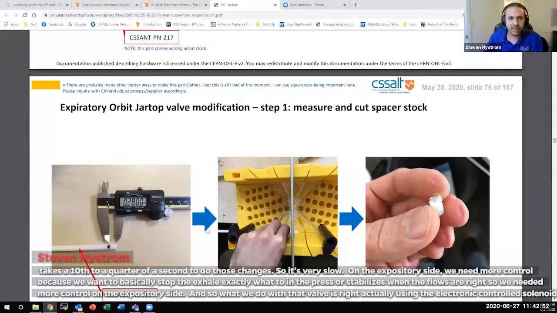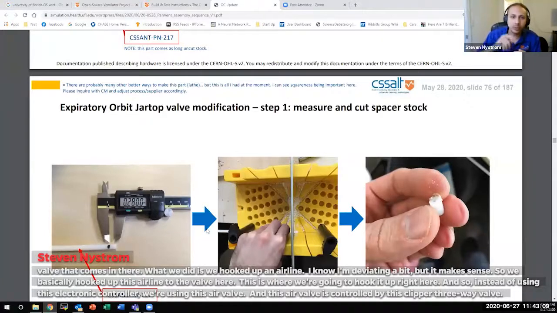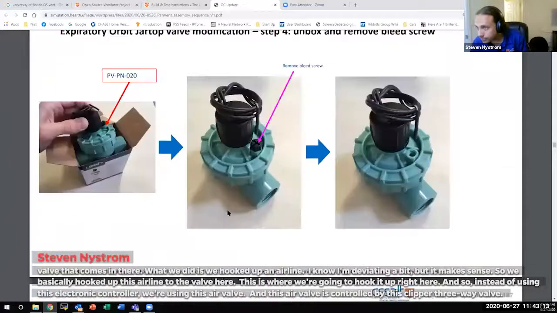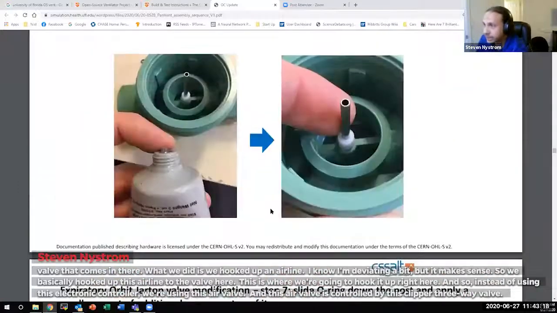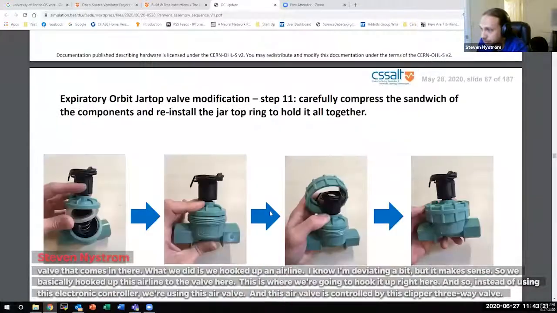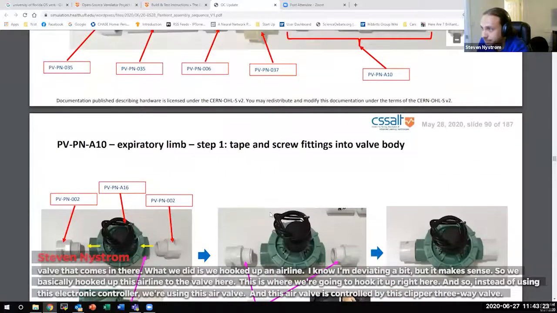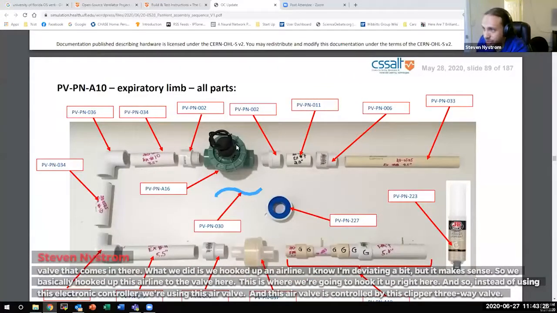On the expiratory side, we need more control because we want to basically stop the exhale exactly when we want to, when the pressures are stabilized, when the flows are right. So we needed more control on the expiratory side. And so what we did with that valve is we're not actually using the electronic controlled solenoid valve that comes in there. What we did is we hooked up an air line to, I know I'm deviating a bit, but it makes sense. So we basically hooked up this air line to the valve here. This is where we're going to hook it up right here.